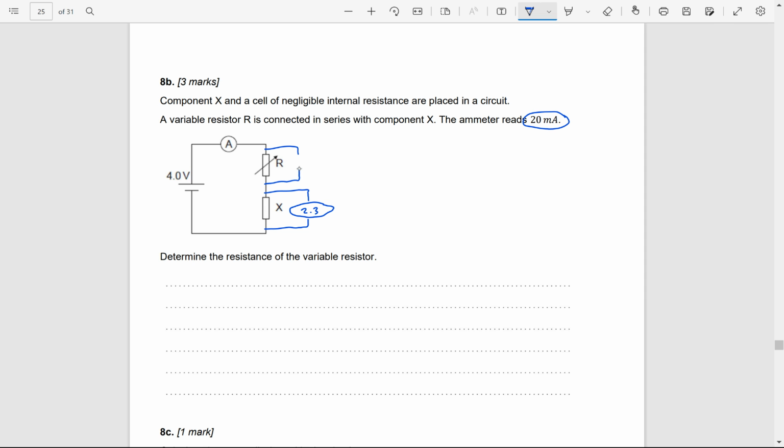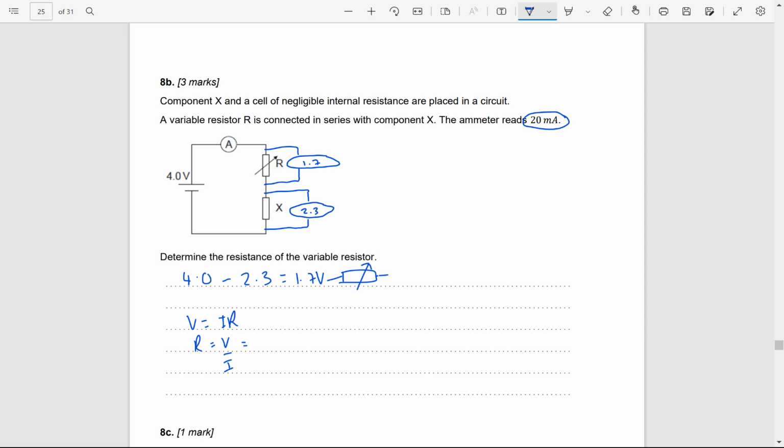So let's say that the voltage across here is going to be 2.3. It means that the variable resistor is going to take the remaining. So it's got a 4.0 output into the circuit, minus the 2.3 that's already been taken by X, which means the variable resistor is taking 1.7. So 1.7 across here. And then it's asking for the resistance of the variable resistor. So we know that this is the voltage, and if we use V equals IR, then R equals V over I.